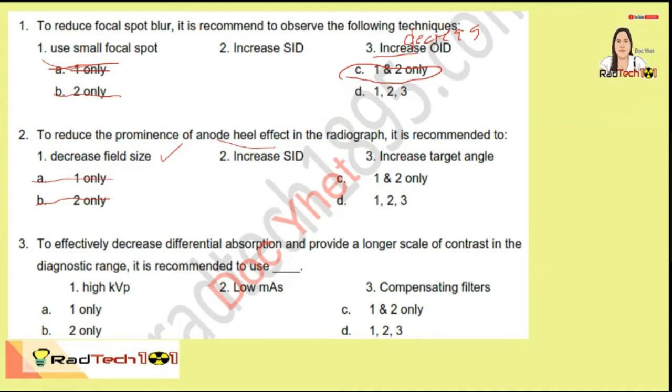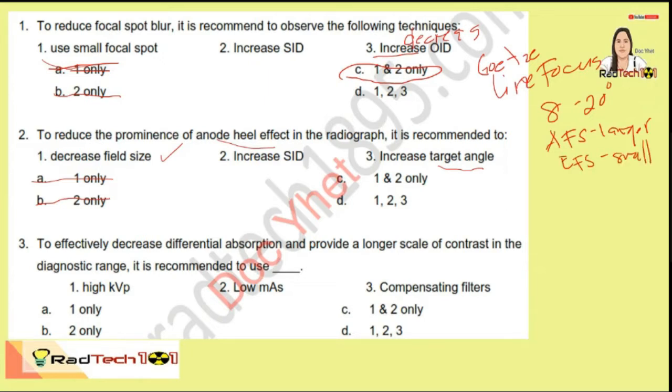So, number 3, increase the target angle. Pag sinabi natin target angle, ibig sabihin, yung angulation ng ating anode should be increased daw. So, usually, the anode is angulated from 8 to 20 degrees. So, this is stated in our line focus principle, or we also call that the Goetz principle. According to the line focus principle, we should angulate the anode so that the actual focal spot is larger while the effective focal spot will remain small, para ma-reduce ang patient dose.